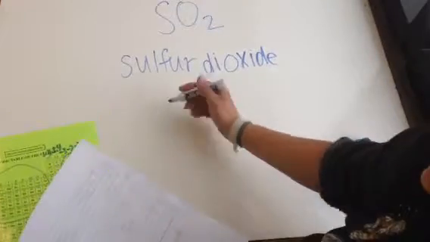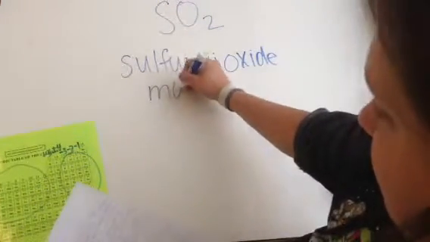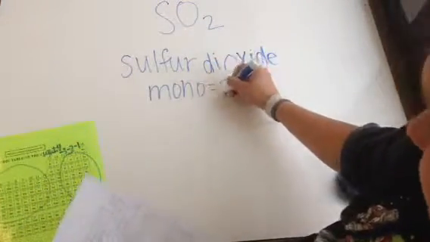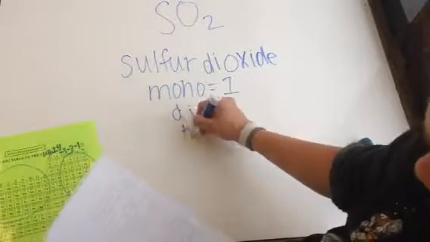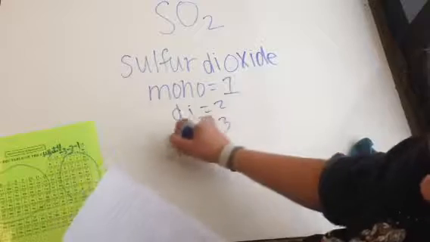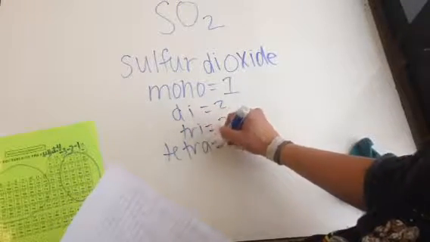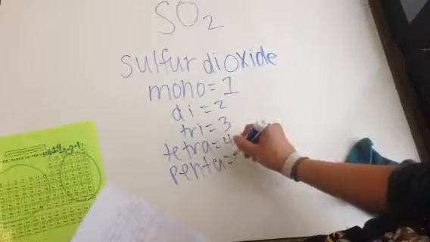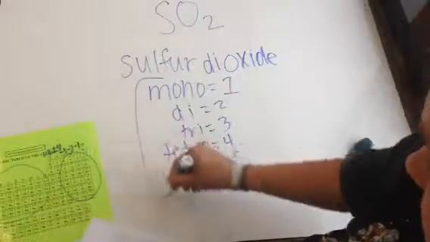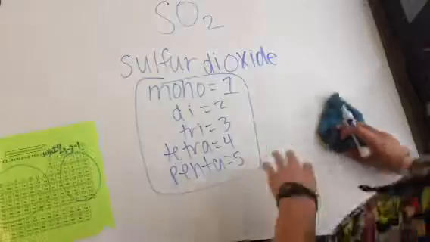And for covalent compounds, you have mono is 1, di is 2, tri is 3, tetra is 4, and penta is 5. So just remember that.